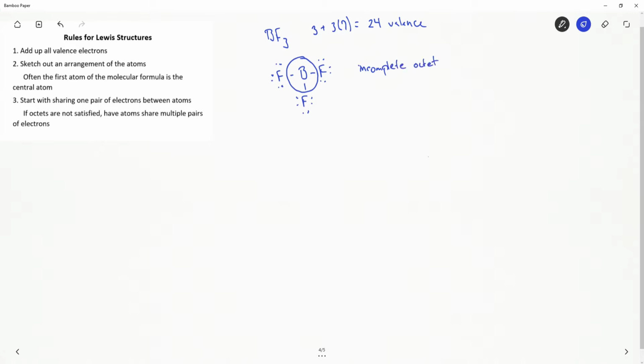Now we don't see this very often in stable species, but boron and sometimes beryllium will form incomplete octets. So that is our first rule breaker of this video. Let's take a look at another rule breaker.